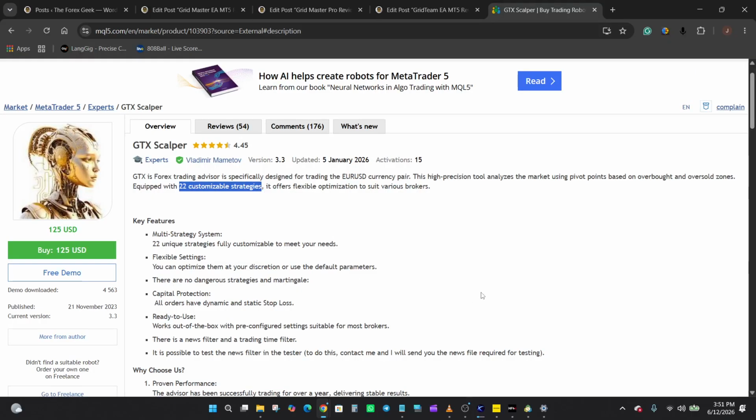One of the main highlights here is the flexibility. The developer states that traders can either use the default configuration or optimize the available strategies and settings according to their own broker conditions and preferences. The product description also specifically notes that the EA does not use martingale strategies.